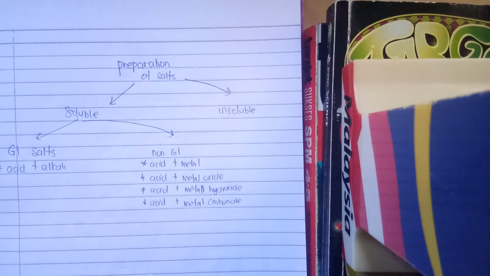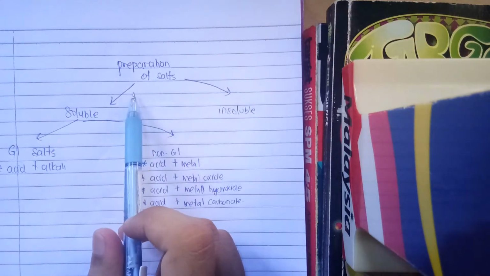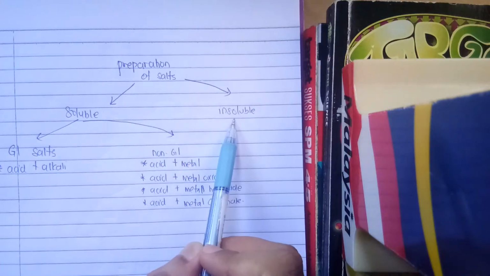Okay class, so this is for the second part of the video. You will learn how to prepare the salts. Preparation of salts: you have two types of salts, soluble salts and insoluble salts.